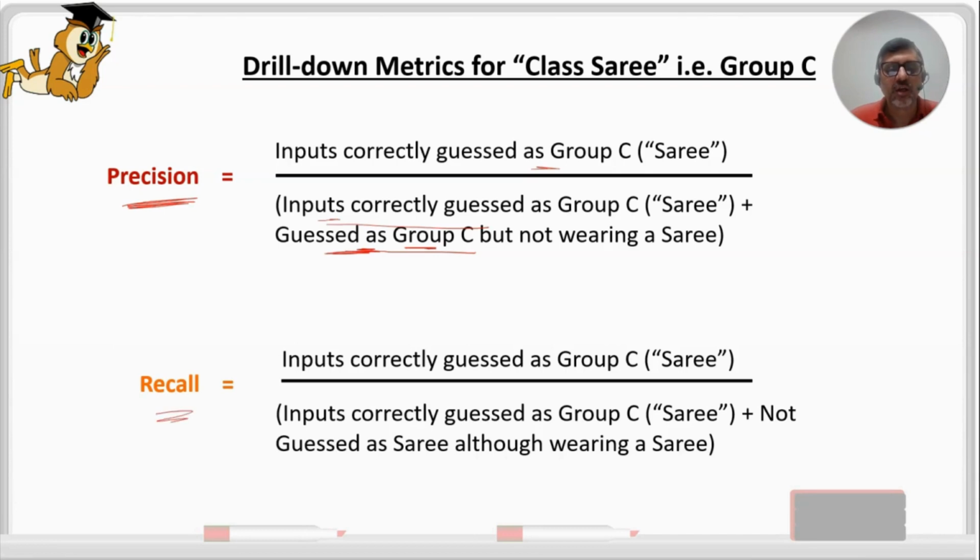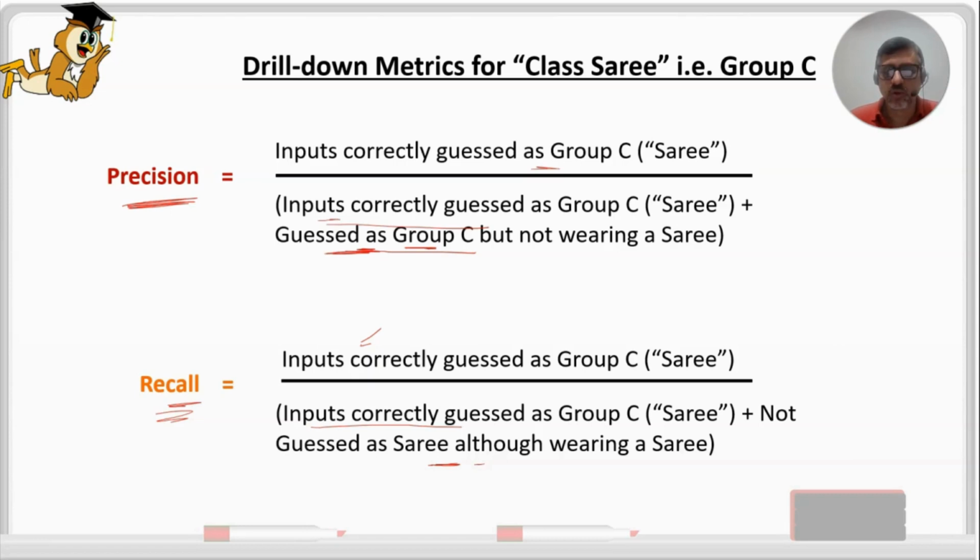Okay, recall. Here the numerator is the same, that is our correct count, inputs correctly guessed as group C, and in the denominator it's inputs correctly guessed as group C sari plus the count of those people who we did not guess would be wearing a sari, although in reality they actually were. Okay, so the false negatives that we are talking about. So this is recall, this is precision, right?